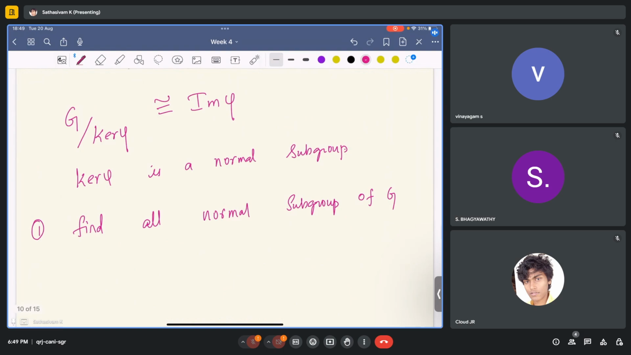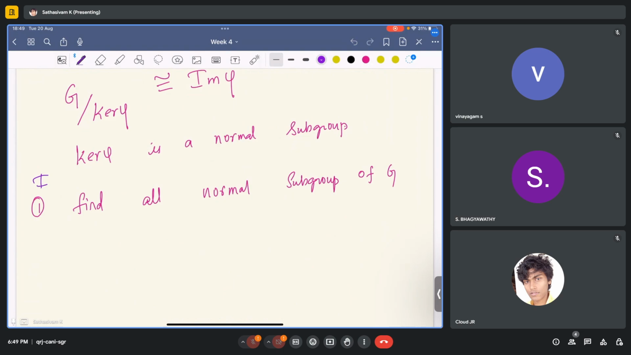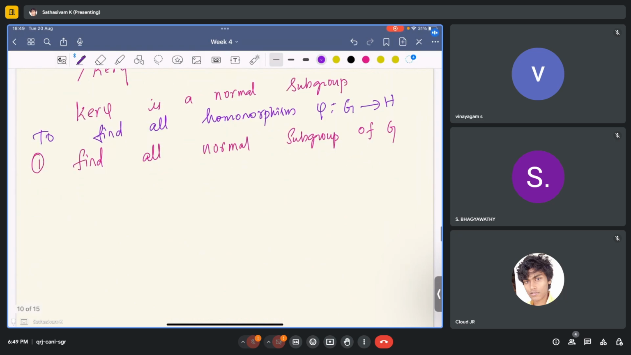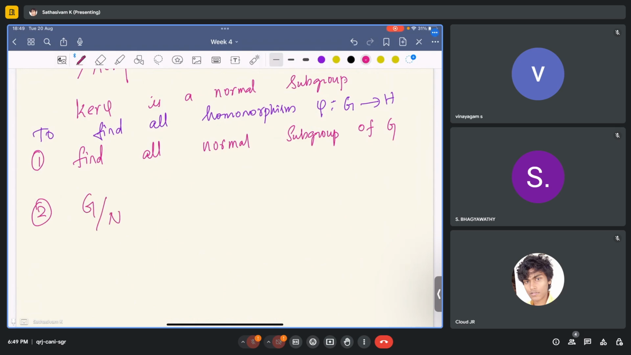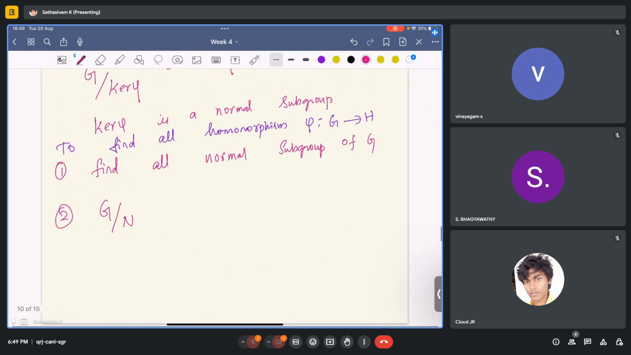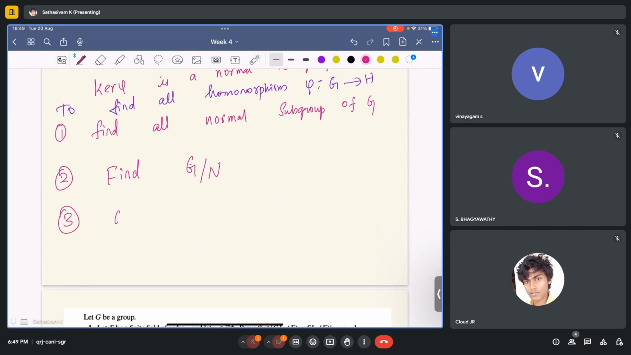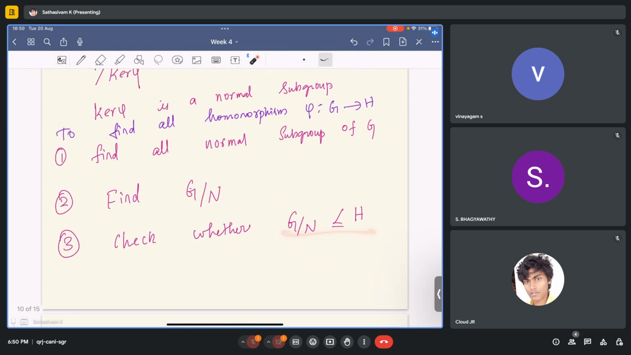Suppose you want to find all homomorphisms phi from, let's say, G to H. What we are going to do is first find all the normal subgroups of G. Next, we take G by N. So the next step is to find G by N. And the third step is to check whether G by N is a subgroup of H. Okay, if G by N is a subgroup of H, then there is a homomorphism.